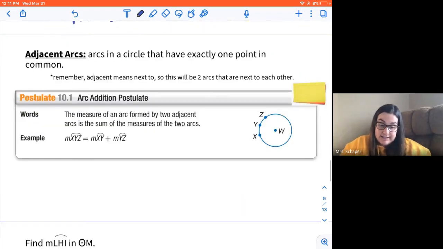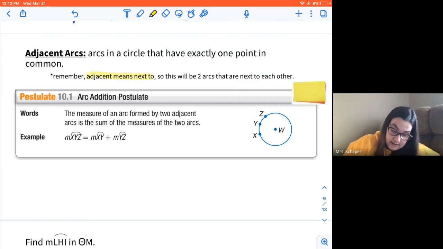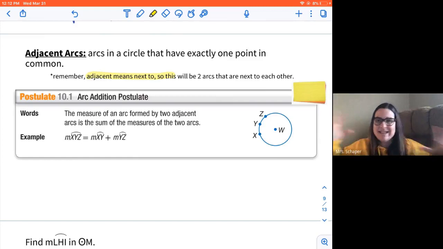All right, adjacent arcs. Adjacent means next to. So adjacent arcs have one angle in common and they're next to each other. Okay, so adjacent means next to each other. So remember when we had segment addition postulate and angle addition postulate? Well, now we have the arc addition postulate. Same thing, same idea, only we're applying it to arcs.